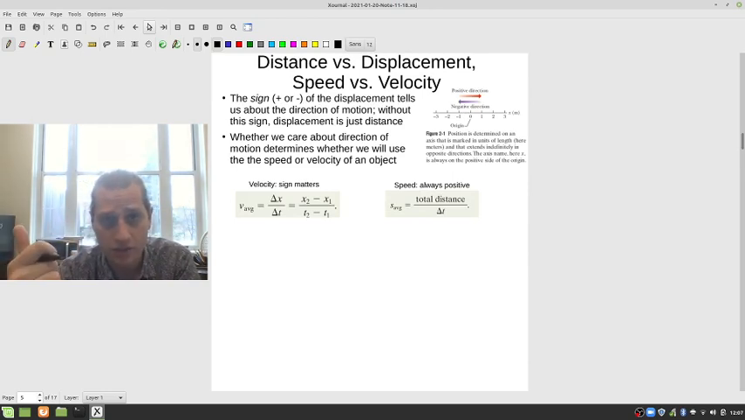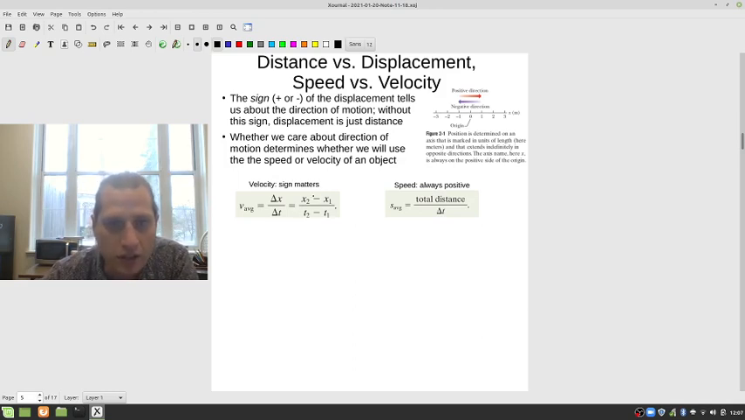So we have distance versus displacement, and for motion we're going to have speed versus velocity. So the sign of the displacement tells us about the direction of the motion, and if we care about the direction of the motion, if we want to characterize the type of movement we have, we should probably use velocity instead of just speed. Speed tells us about total distance that we traveled over the total time. Velocity tells us about the displacement over the total time. And notice this is the average velocity.